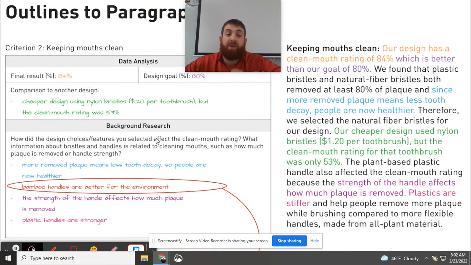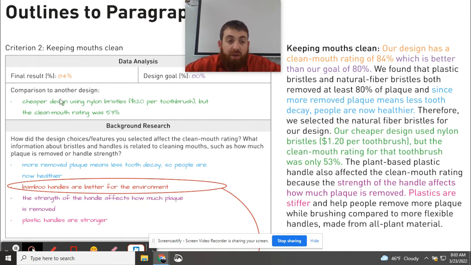So they took this information and they wrote the following paragraph for their design decision. For keeping the mouth clean, their design has a mouth rating of 84, which is better than their goal. They found that the plastic bristles and the natural fiber bristles both removed at least 80% of plaque. And since more removed plaque means less tooth decay, people are now healthier.